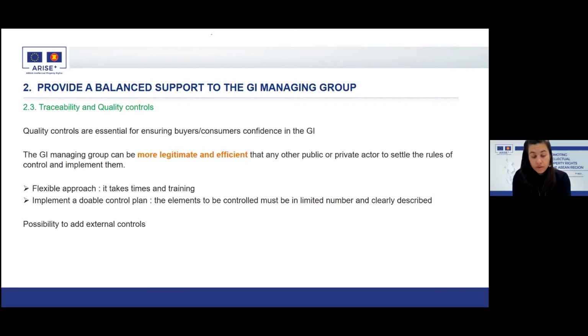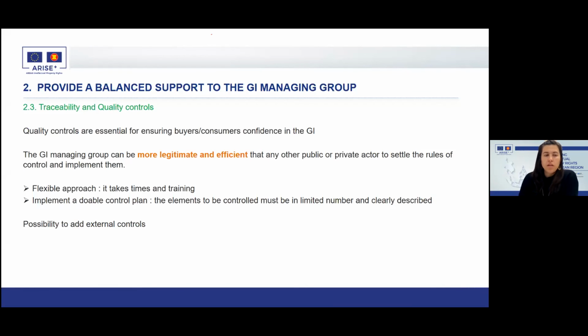Two recommendations for the quality controls. The first is to adopt a flexible approach. It's not easy to control your colleagues, your friends, sometimes your buyers, and so on. So when the GI managing group is starting the traceability system and quality controls, it will take time to reach a satisfaction level. So it's important to train. It's just like any other practice or activity, just to train to do that collectively.